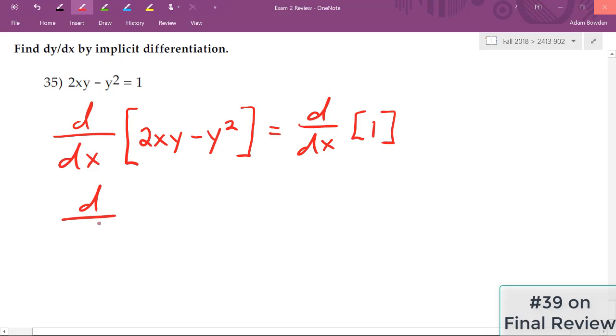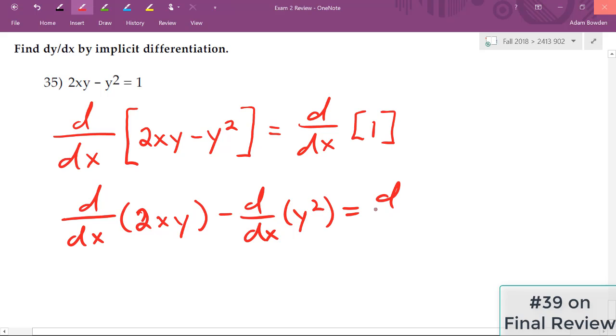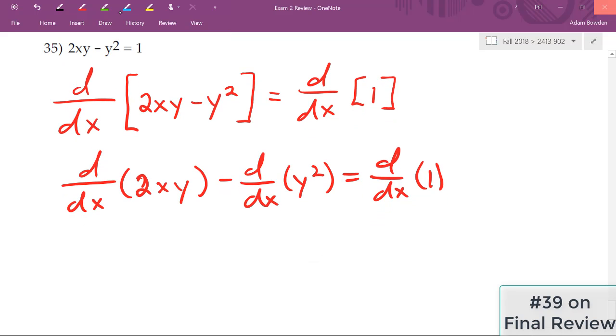For instance, the derivative with respect to x of 2xy minus the derivative with respect to x of y squared equals the derivative with respect to x of 1. Now when we take the derivative of this stuff in the 2xy, we're going to actually have to be using the product rule. So this piece here would be the first part, and this piece here would be the second.